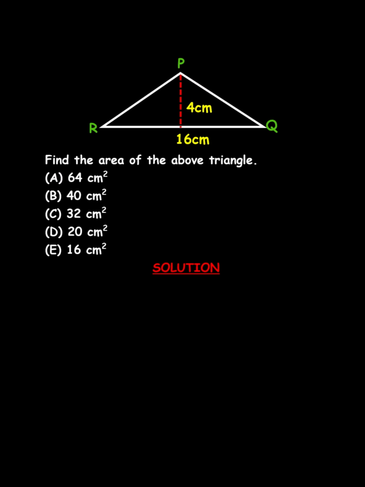Find the area of the above triangle. A. 64 square centimeters. B. 40 square centimeters. C. 32 square centimeters. D. 20 square centimeters. E. 16 square centimeters. Solution. Area of a triangle equals 1/2 base times height.